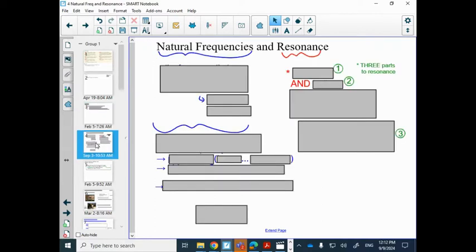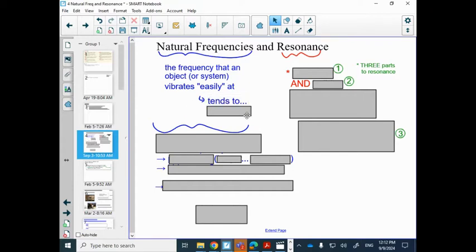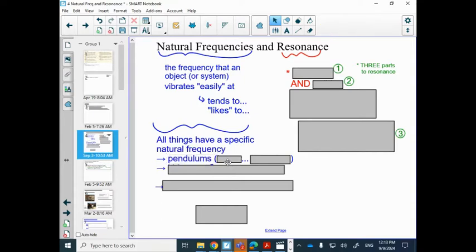Natural frequencies and resonance. So natural frequencies, what does that even mean? The frequency that an object or system easily vibrates at, tends to vibrate at, likes to vibrate at. Using the word likes is anthropomorphization, pretending it likes something, like human qualities. So all things have a specific natural frequency that they vibrate at. So you saw pendulums previously, longer pendulums have a lower frequency.